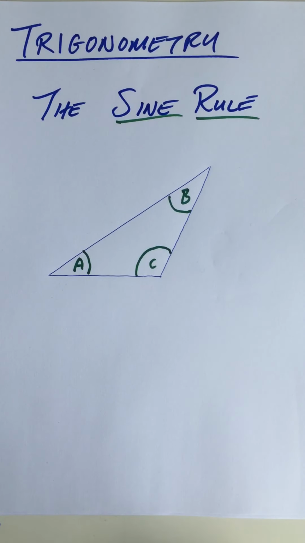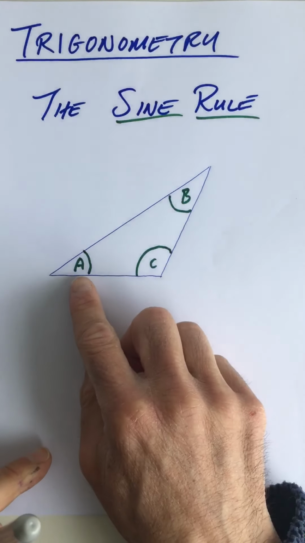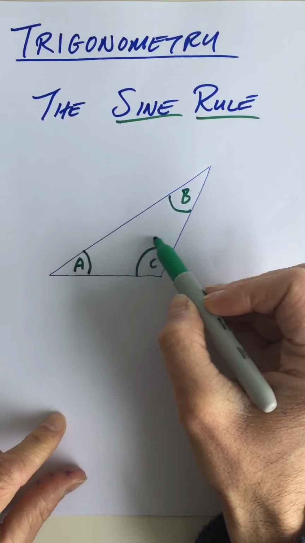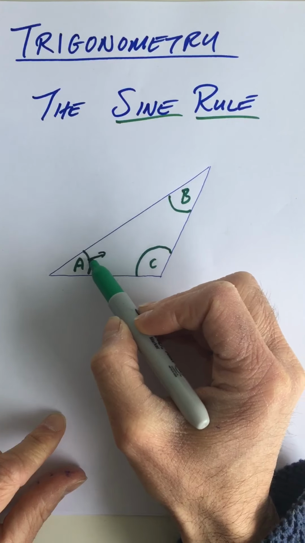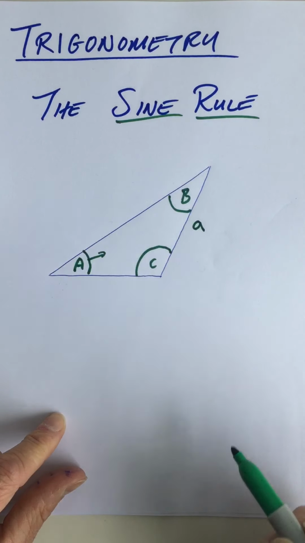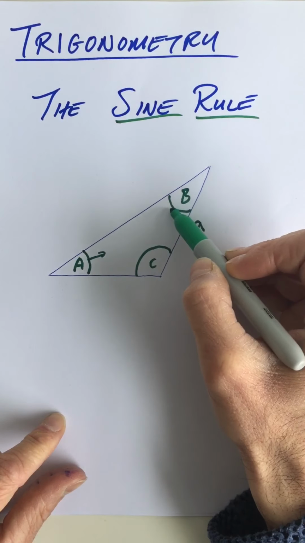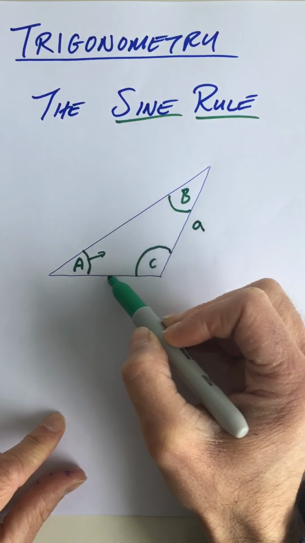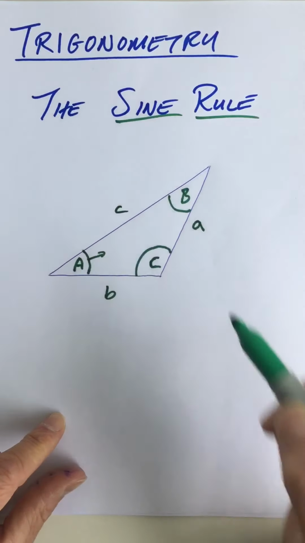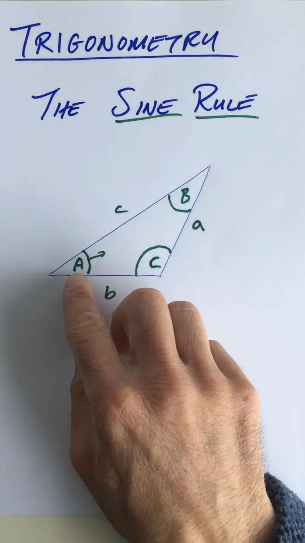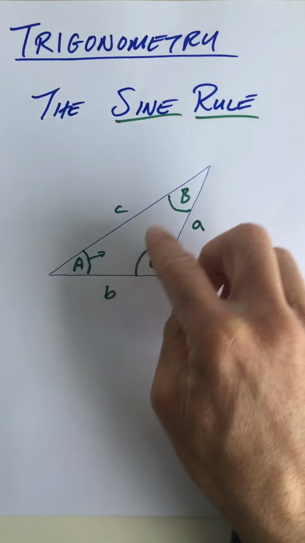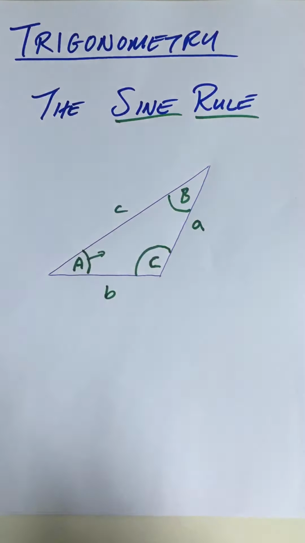For non-right-angled triangles, there's a little rule. If you call this angle A, then the side that's across from that angle, if you could imagine a little arrow pointing out and going across to here, this side is called little a. And if this is angle B, the side across from it, this side here, is little b. And if this is angle C, then this side is little c. As long as the angle and the side are opposite, they have the same letter. Opposites have the same letter.